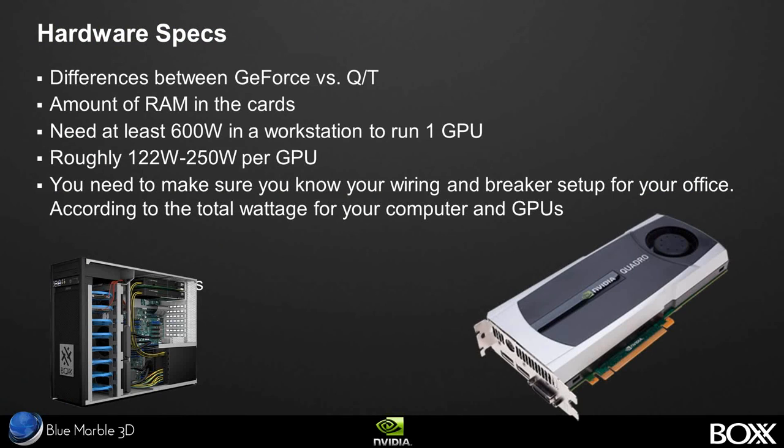And then some differences, because the question has come up, differences between GeForce versus Quadro and Tesla. When we started out with Iray, we actually got GeForce GTX 580 cards that were 1.5 gigs.